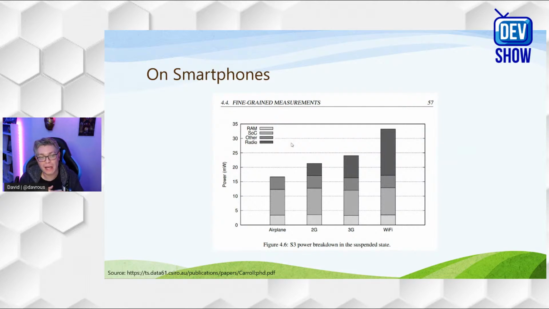Switching to more mobile devices like smartphones or tablets, let's first analyze this slide. It was really key for me to understand what this slide means. It compares the energy consumed between airplane mode, so no connectivity at all, 2G, 3G, and Wi-Fi. And the first assumption you could make would be wrong.